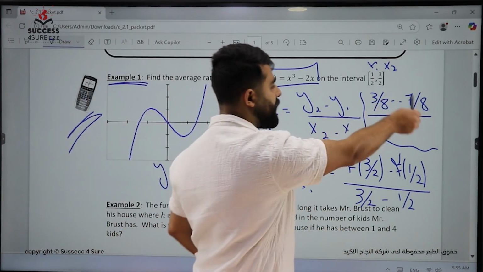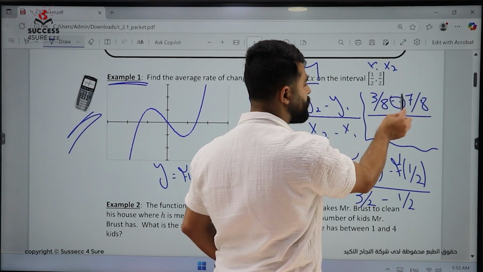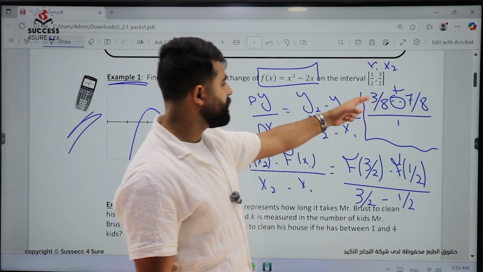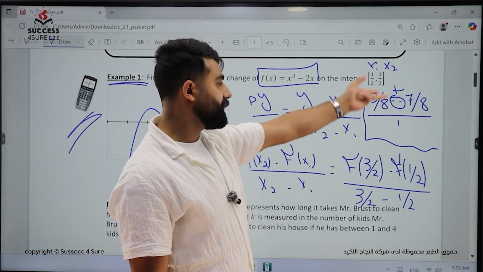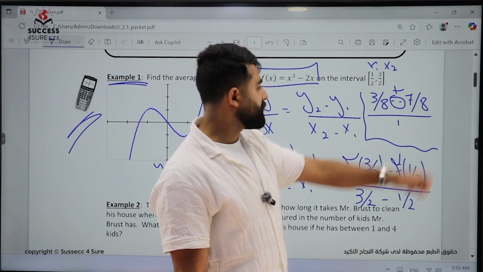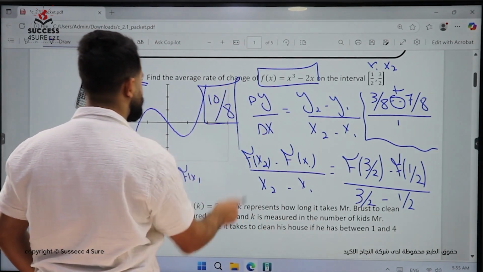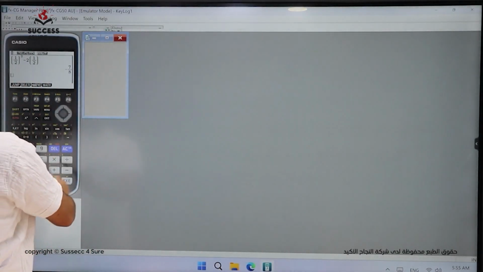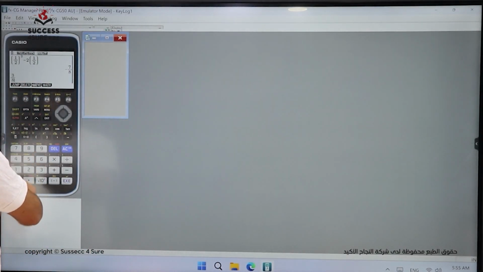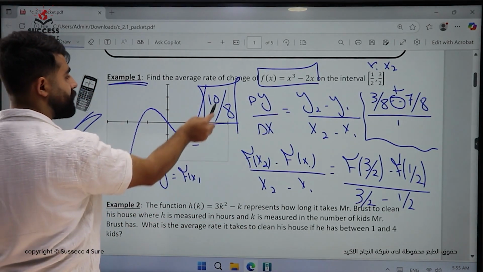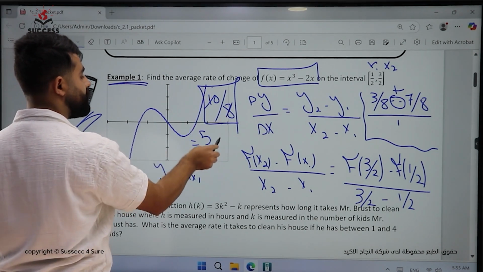Now, we have to do 3 over 8 minus 7 over 8, that gives you what? Plus, because minus with minus gives you plus. Now, what is 3 over 8 plus 7 over 8? Because we have the same denominator, you can do the addition directly. 3 plus 7 is 10, so the answer is 10 over 8. You can keep it as a fraction. On the calculator, 3 over 8 minus 7 over 8 gives 5 over 4, as 10 over 8 simplifies by dividing by 2: 5 over 4.